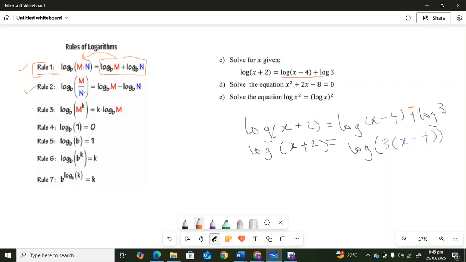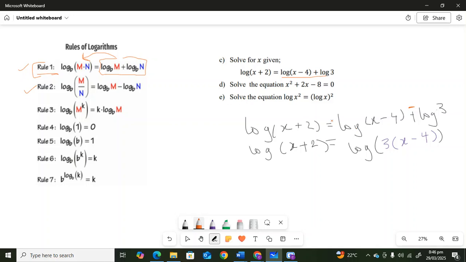All right. So with these logarithmic equations, first thing, make sure everything is in the same log. Here, since it's just written as the word log, it's in log 10. Here, log 10, log 10. After that, now you apply any of these rules. Since it's an addition sign, we have to apply the product rule. That's how we've come with log 3 multiplied by (x minus 4).